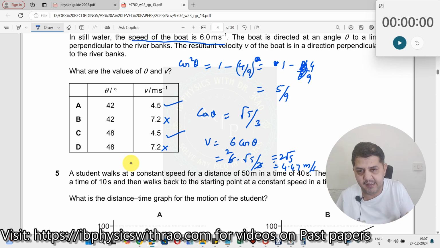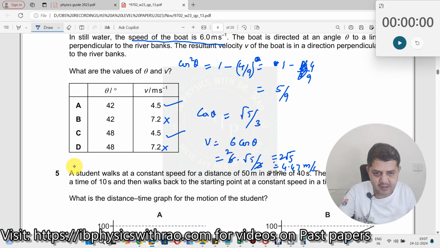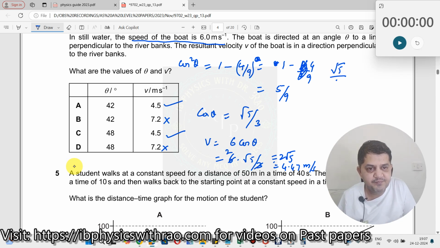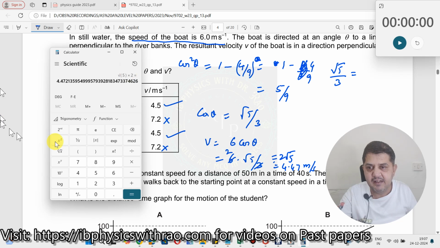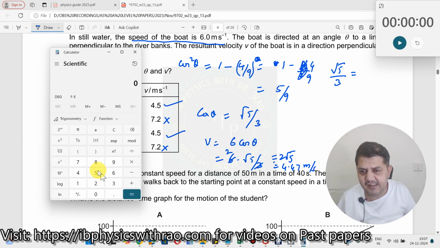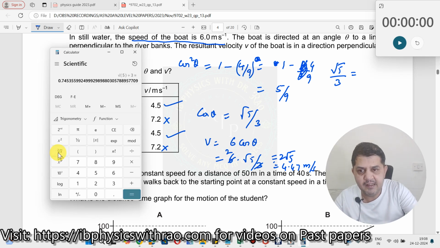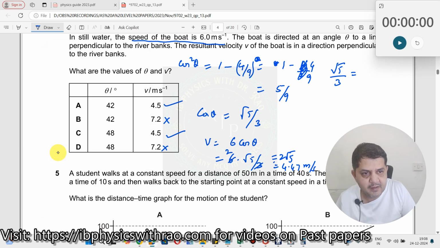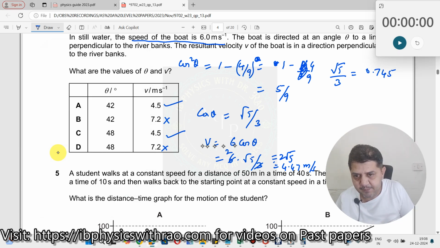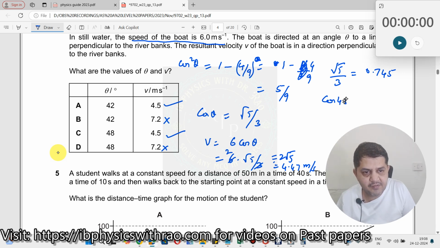Now how do I know which is the right answer? That's the next question, right? Now what is the value of cos theta we got? We got the value of root 5 divided by 3. So what is the value of root 5 by 3? Once again, let us calculate this. I will not go for sin theta, cos theta separately. Just get this value, root 5 divided by 3 will give me something like 0.745. Now we know that cos 45 or sin 45 is always equal to 1 by root 2, which is equal to 0.71.